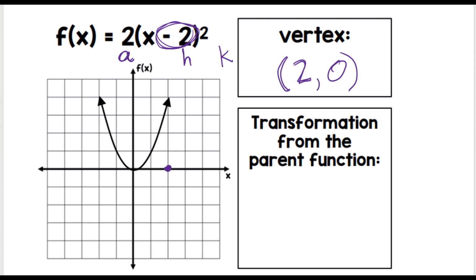All right, so we're going to go right 2. So there's our point, 2, 0. Now, where a is 2, is it going to make it more narrow or wider? Narrow. So if a is greater than 1, it's going to make it more narrow. So let's graph a parabola, because this is our parent function, right? So we want to make it more narrow than that one. So we're just going to make it a little more narrow than the parent function, okay?